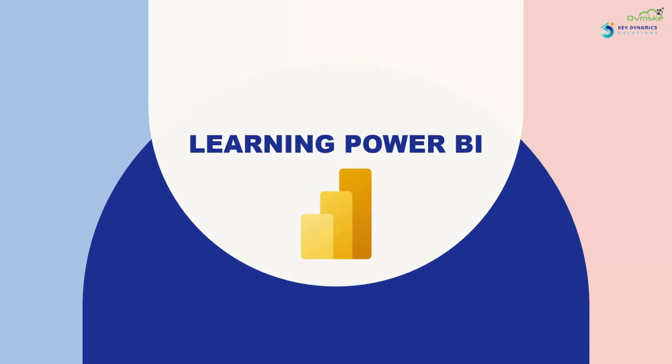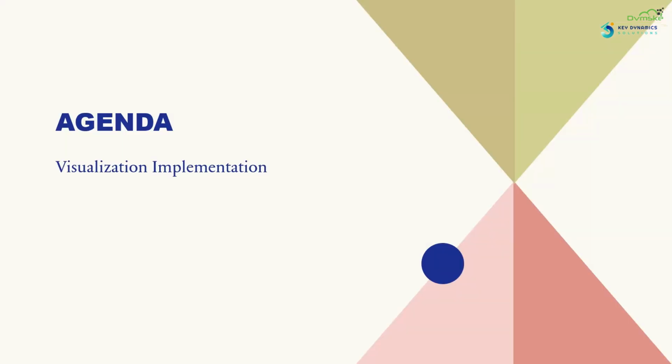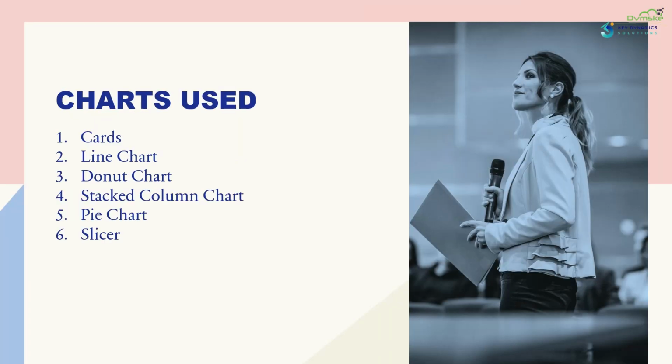In the previous video, we started learning about visualizations in Power BI. In this video, we will be implementing a use case example of visualization in Power BI. We will be using different kinds of charts. They are cards, line chart, donut chart, stacked column chart, pie chart, and slicer. Let's get started.